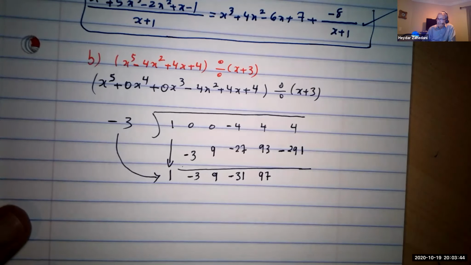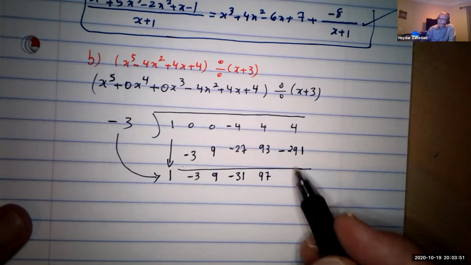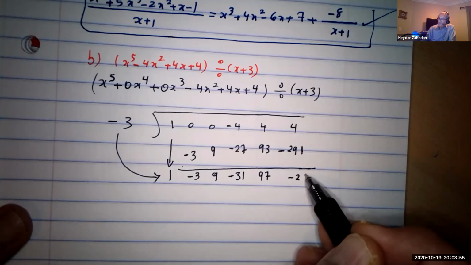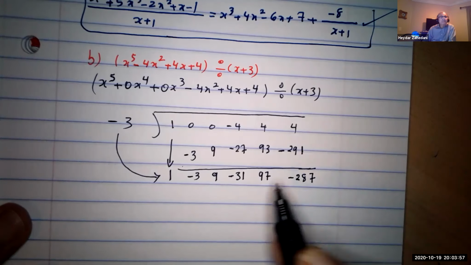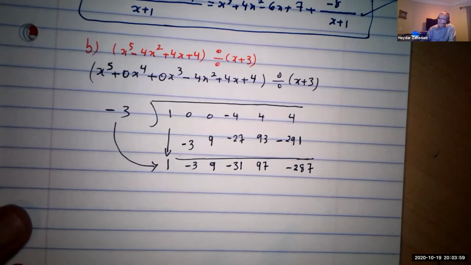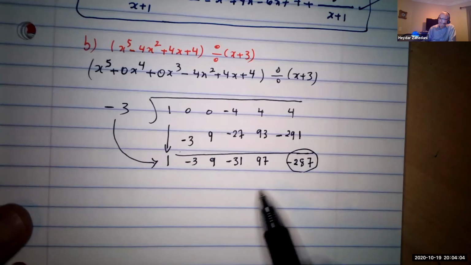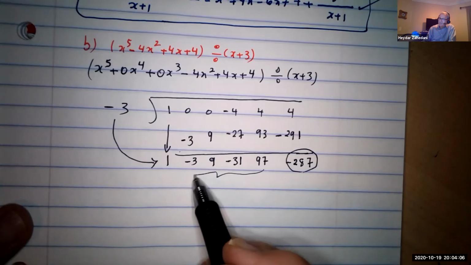3 times 7, 21. 3 times 9, 27. That's 21, yes. Then you subtract it. Okay, if you subtract it, that gives you 287. So that's going to be the remainder. It's going to be the leftover, and the rest is the quotient.